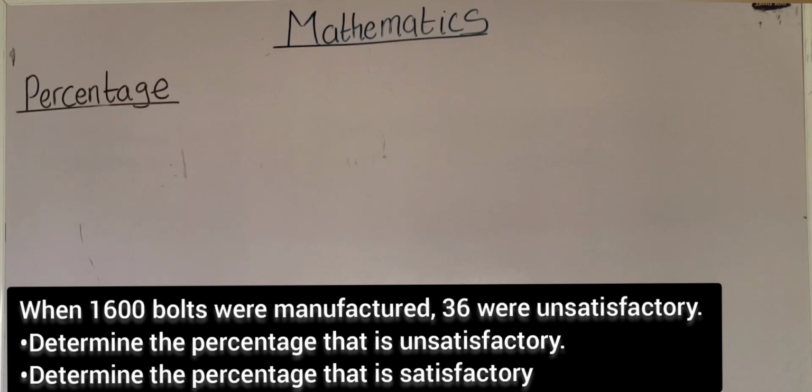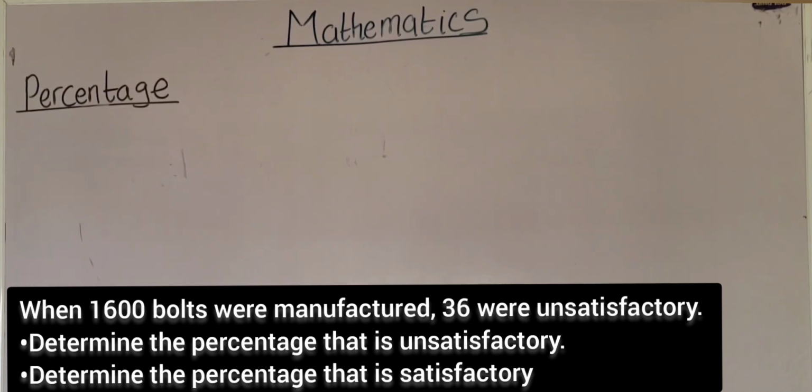When 1,600 boats are manufactured, 36 are unsatisfactory. Determine the percentage that is unsatisfactory. That's the first question under it. And determine the percentage that is satisfactory. Let's start by writing out the parameters that we are given in the question.